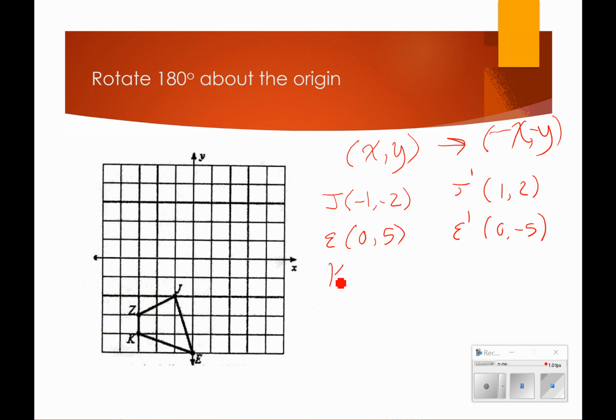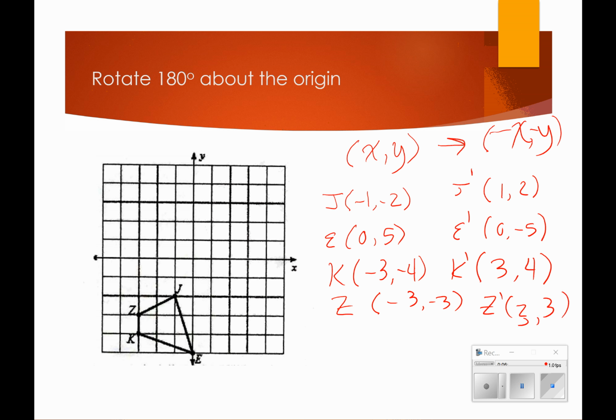K is -3, -4. K prime is going to be 3, 4. And Z is -3, -3. So Z prime, we negate both, and we get 3, 3.